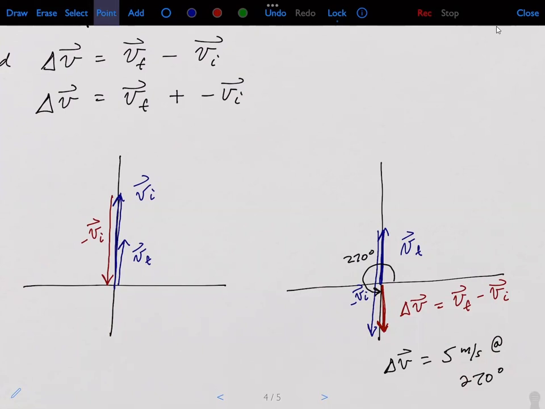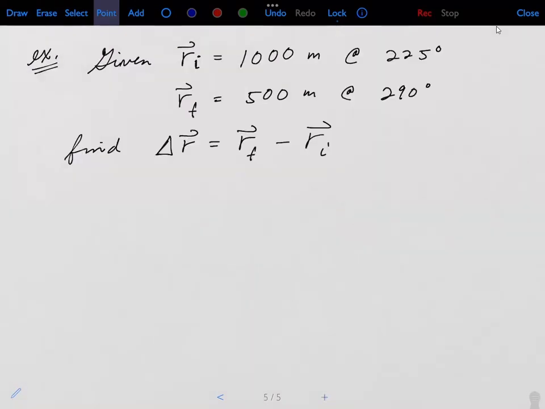Okay, let's do one more example where we actually do it out graphically. So here's the last example I want to do. You're told that the R you can think of as like a position vector. So the initial position is given as 1,000 meters at 225 degrees. And then the final position is given as 500 meters at 290 degrees. And we want to find the change in position, which is really the displacement. So this delta R here is really displacement, although it's two-dimensional displacement. So it's going to be R final minus R initial.